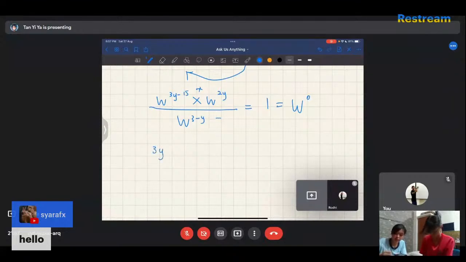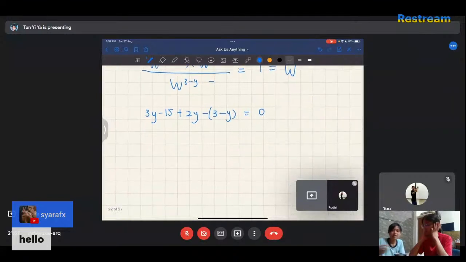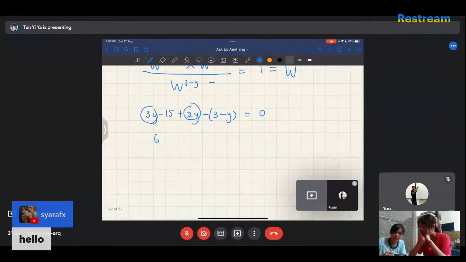So we take the powers, mix them together, and we don't need the w anymore, because the goal is just to find y. Then plus 3 minus y equals 0. Solve this as a normal equation. We collect like terms. Plus 3y, 5y, 6y. Then 12, right? Six, write down six.